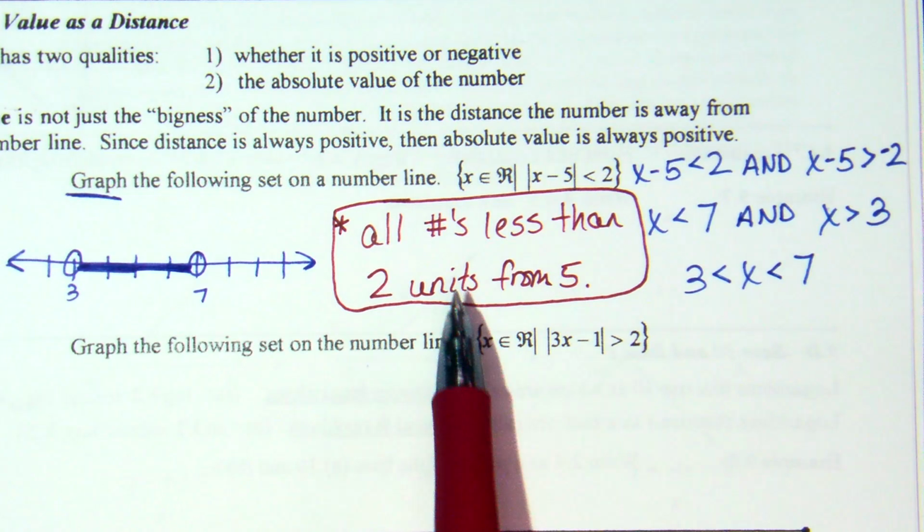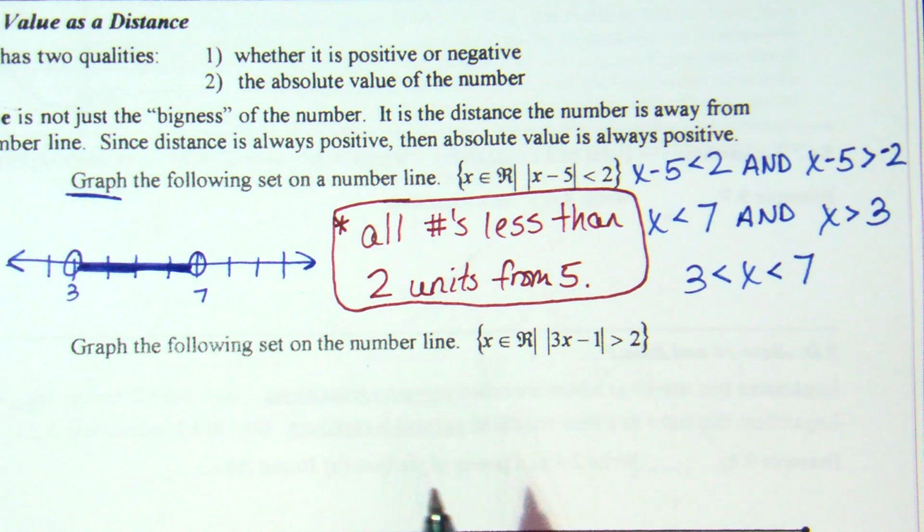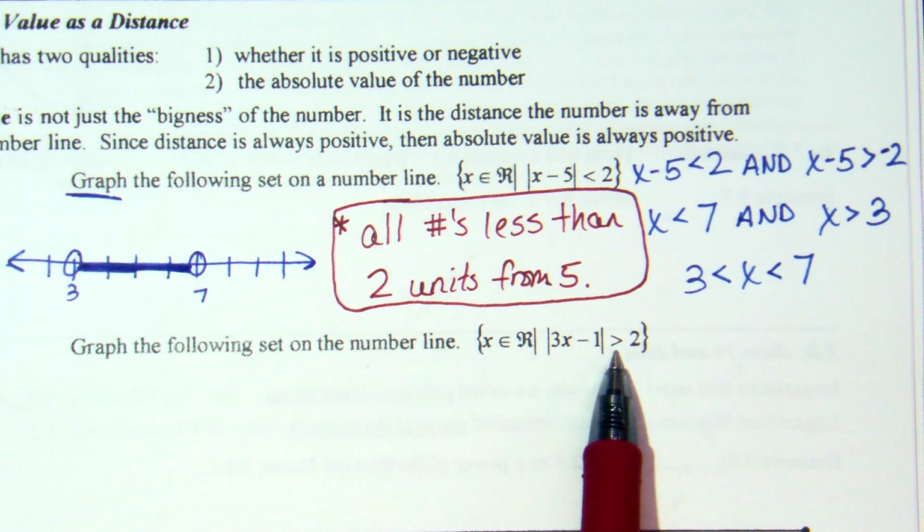And so if we compare what's up here, earlier it was all numbers less than, because they gave me less than. This time it's going to be all numbers greater than, because they're giving me greater than. It was less than 2 units here. Here we're going to say greater than, not 2, but 2/3 units from my midpoint of 1/3. That's what we're going to be graphing.